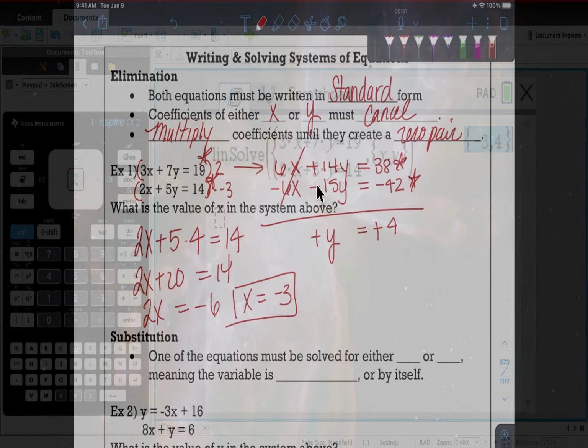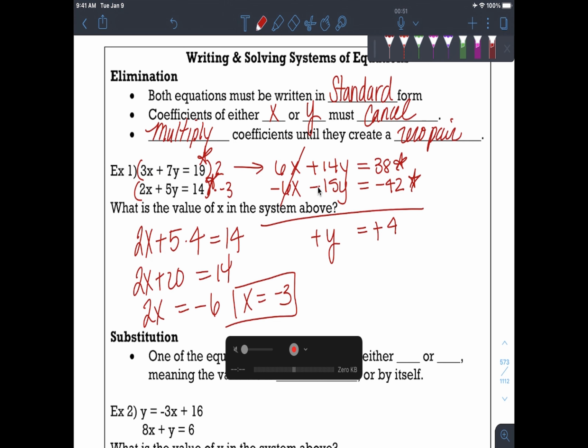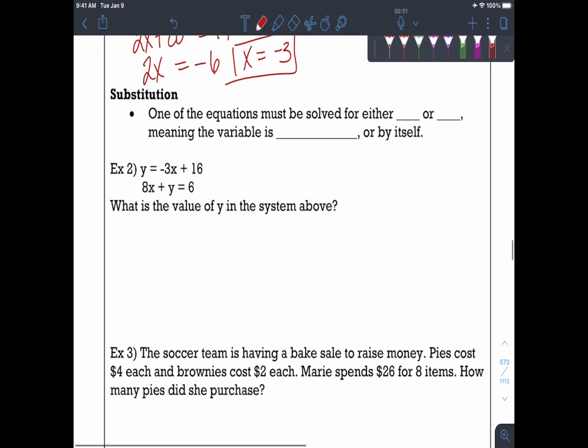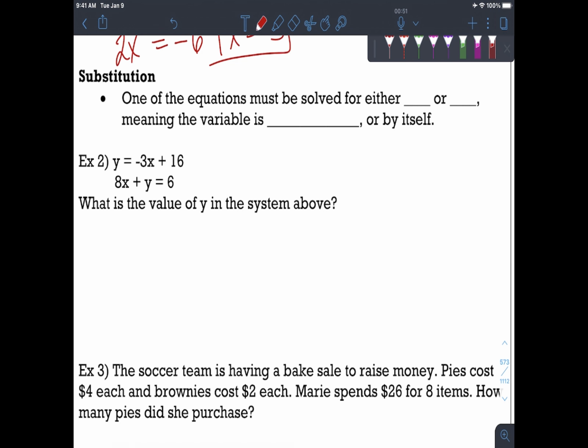So let's go ahead and look at another problem. Let's look at one involving substitution. So one of the equations must be solved for either x or y, meaning that the variable is isolated or by itself. So I'm looking at example number 2. It looks like my y is by itself. So that means I can take that equation and plug it in where I see a y in my second equation, giving me an equation that only has x's in it, so that way I can solve it. So let's go ahead and do that.